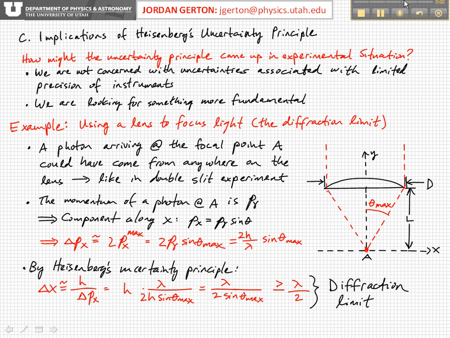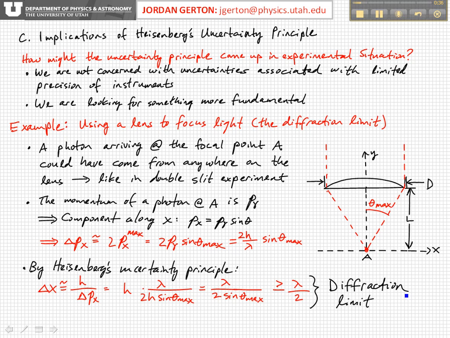Okay, so the uncertainty in the position of the photons going through the lens arriving at A in the x direction, so delta x, is half a wavelength. And so basically what this says is that we cannot actually determine the position of the focus, or the focus has a size, a spatial dimension of something like half a wavelength.